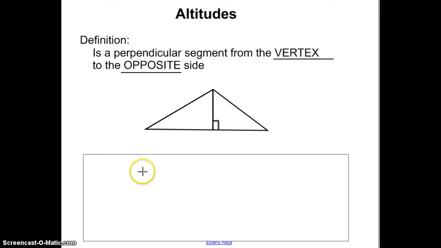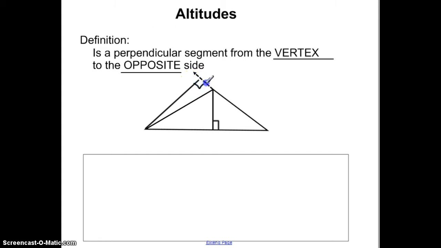Okay, if I were to draw it here, notice how it goes outside of my triangle. Okay, if I were to draw a perpendicular segment or an altitude from this vertex to this opposite side, I can't get a 90-degree angle anywhere else inside that triangle. So I got to go outside of that triangle, and I'm going to extend this side so I can get my 90-degree angle here.